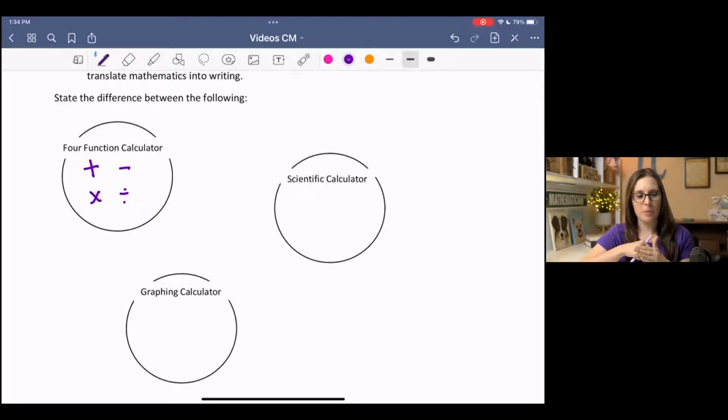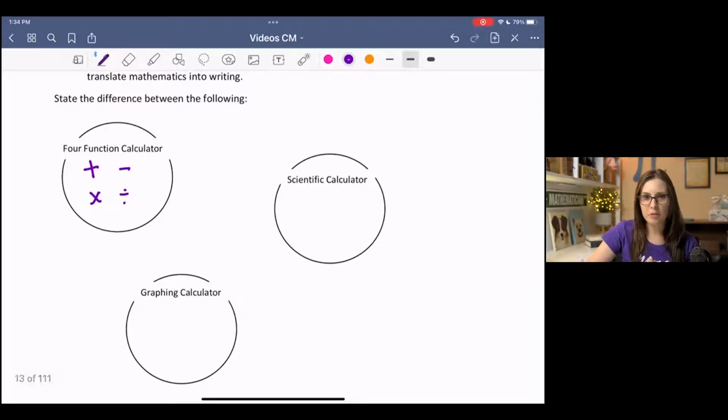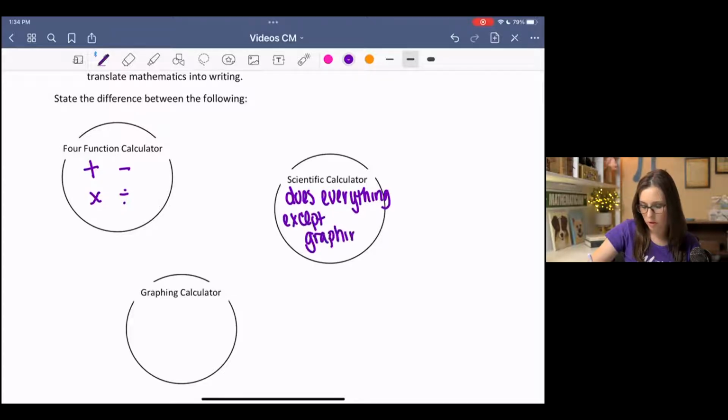And then the next step up is the scientific calculator. And the scientific calculator is going to do a lot more. It's going to be adequate for chemistry, finance, accounting, basic math, stuff like that. So a scientific calculator does everything you need except graphing. So you can get away with a scientific calculator in a lot of classes as long as there's no graphing required.